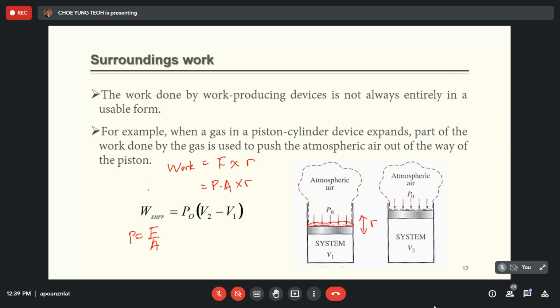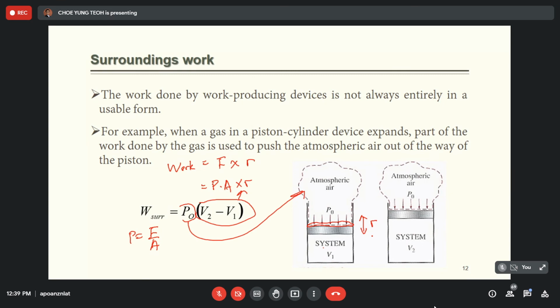Based on this, I can measure the work done to the surrounding by P0 times (V2 minus V1). The P0 is not the pressure inside. You want to work against the surrounding, so it should be atmospheric pressure. V2 is the volume after, and V1 is the volume before. This V2 minus V1 is also equivalent to the cross-section area multiplied by the change of the location. So this one we call the surrounding work.